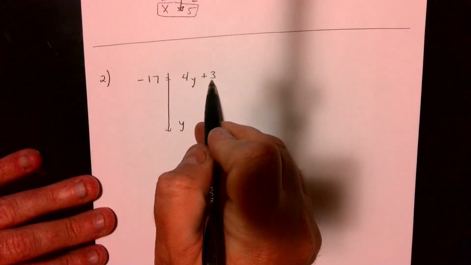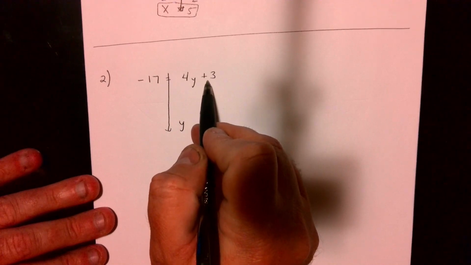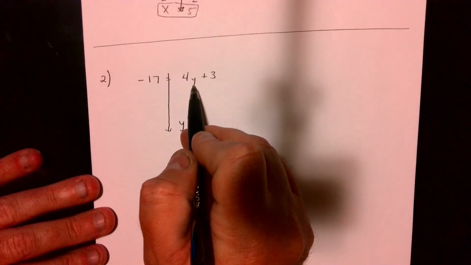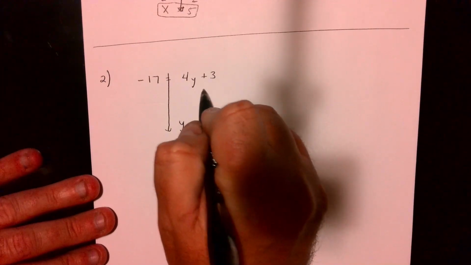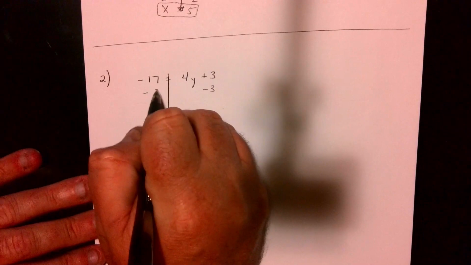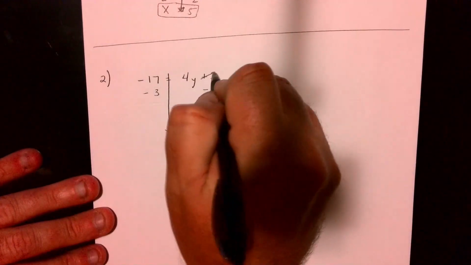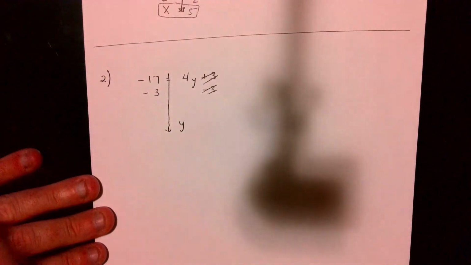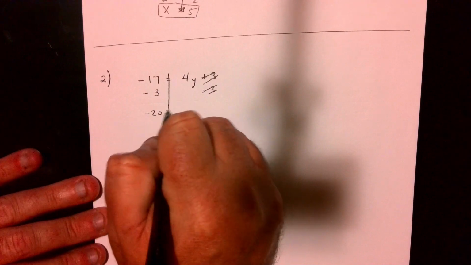Once again, we have 2 things we need to get rid of, the 4 and the 3. We're going to get rid of the 3 first because it's farthest away from the y. So instead of adding 3, we're going to subtract 3. If I subtract 3 here, I need to subtract 3 from this side. These will cancel out. And negative 17 minus 3 equals negative 20. This side I still have a 4y.